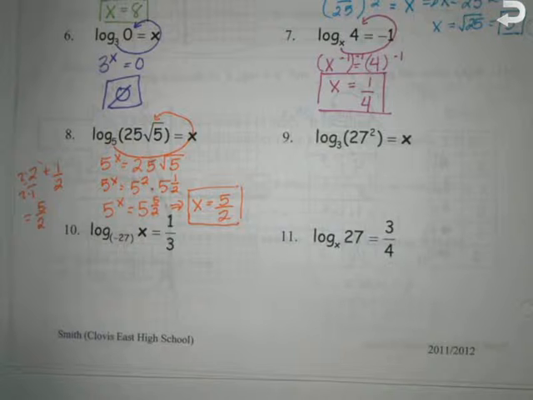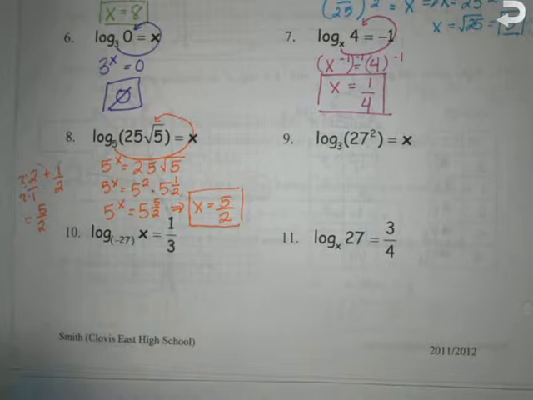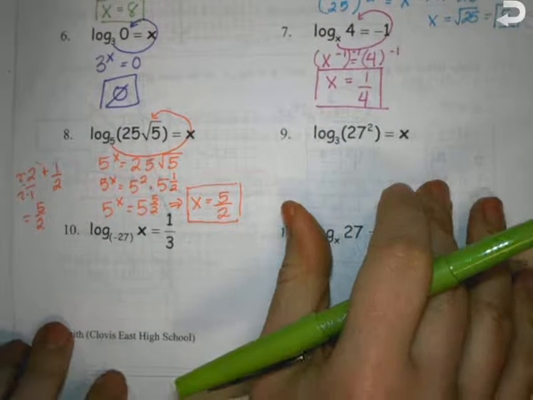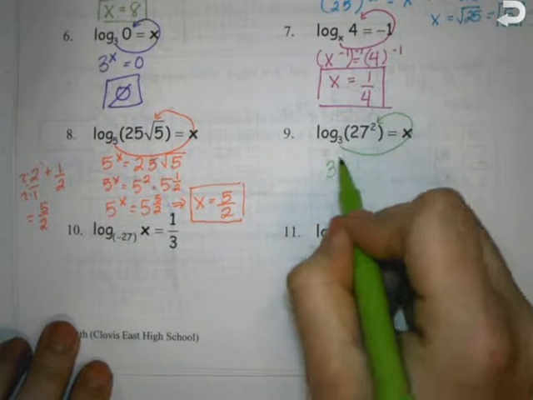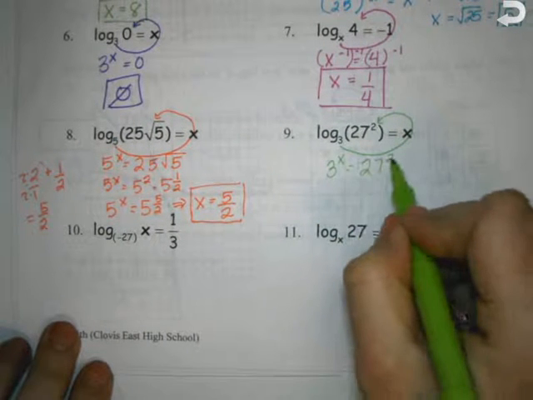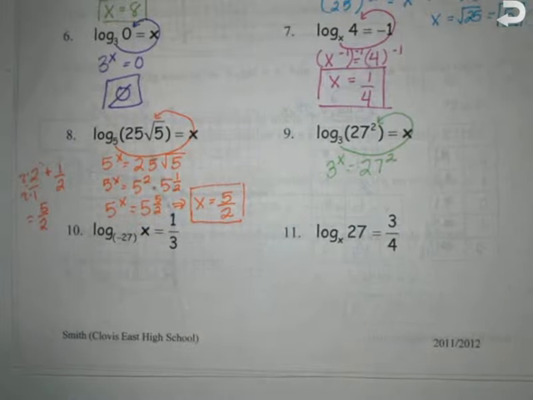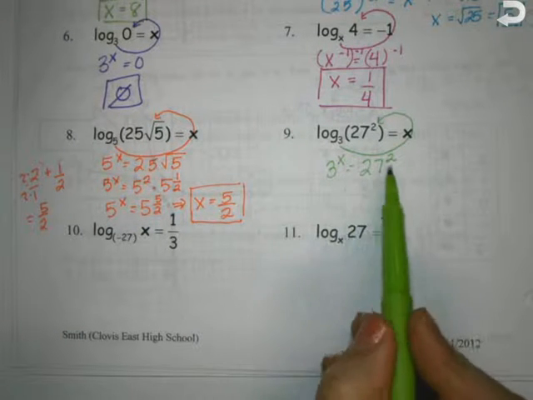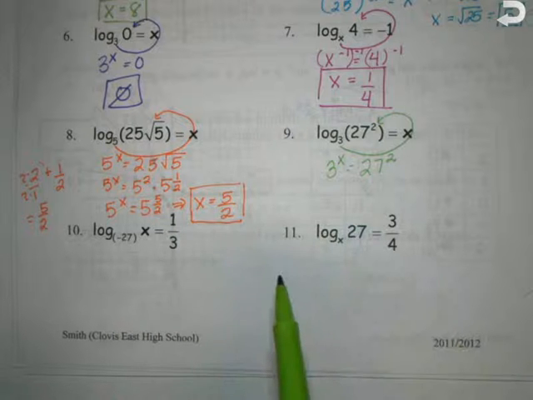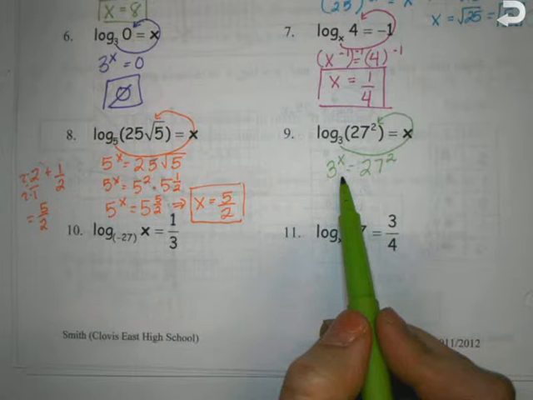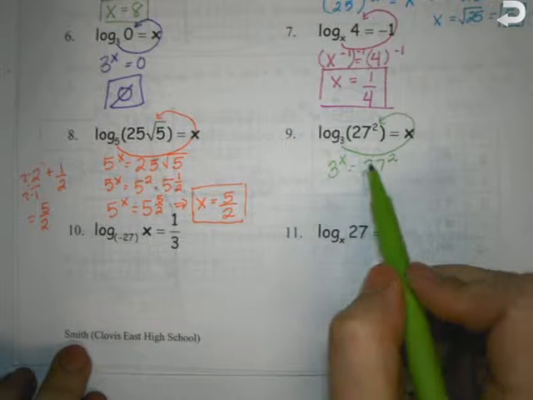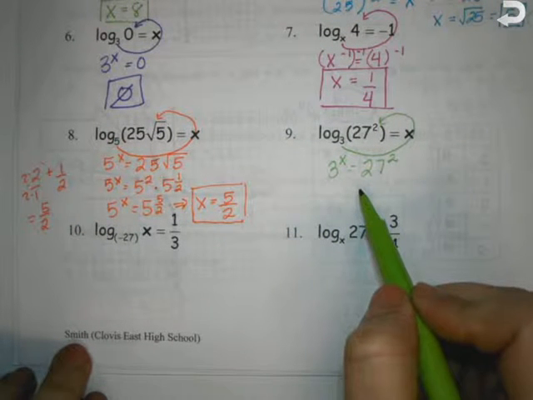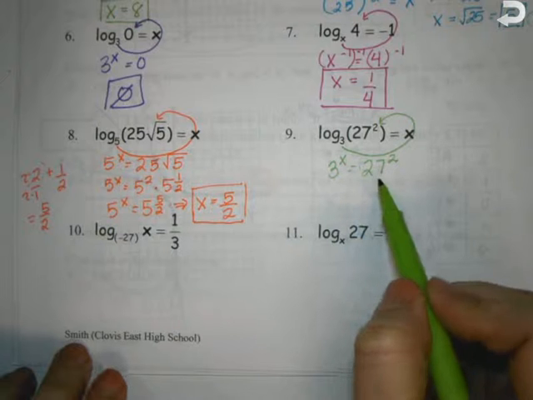Okay. Log base 3 of 27 squared equals x. So that's going to be 3 to the x equals 27 squared. Okay. Which one am I going to change here? Am I going to change the 3 to the x or the 27 squared? Good, the 27 squared. If I change the 3 to the x, that changes the entire value of this thing, right? Rewriting 27 squared doesn't actually change the value of the number. We're just rewriting it.